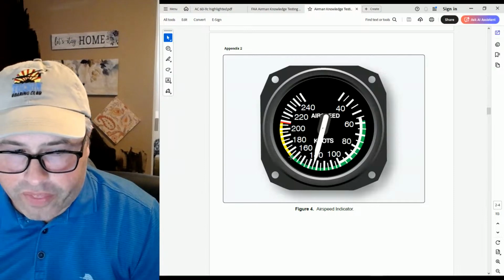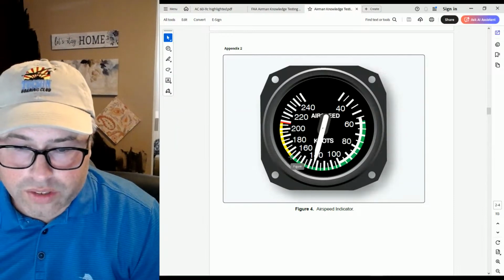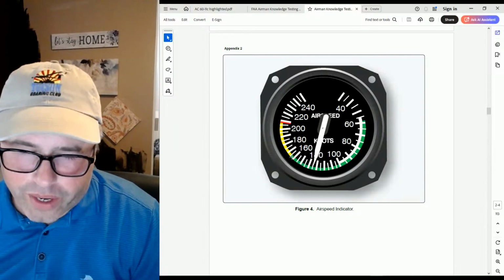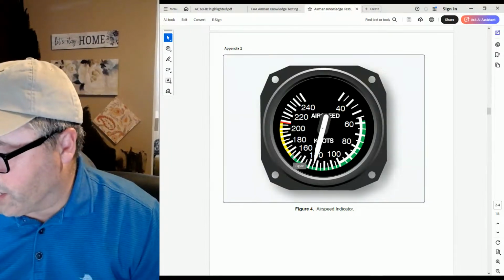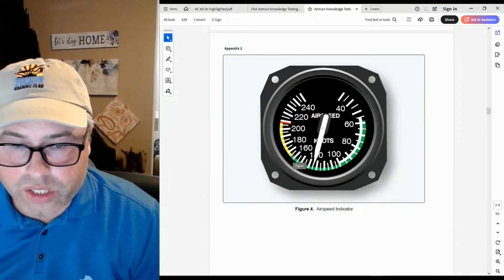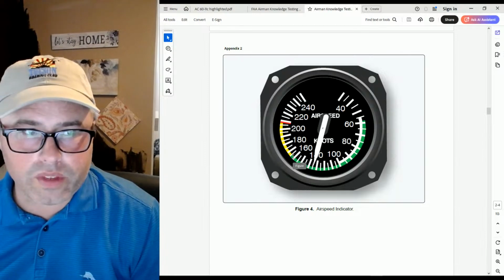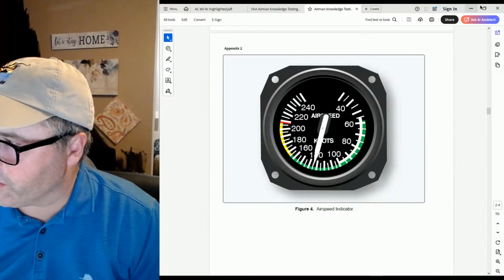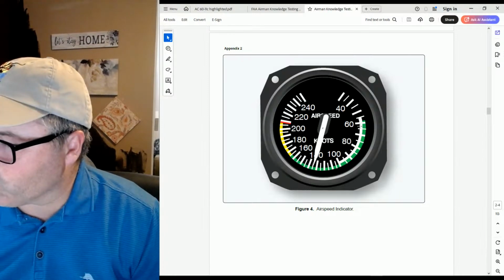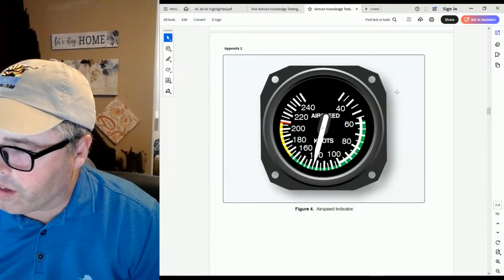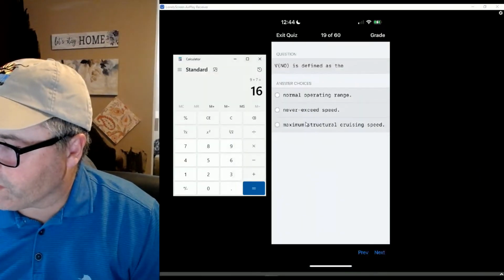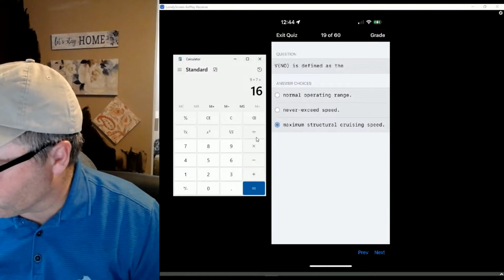They didn't ask you about that. They asked about VNO. And NO does stand for normal operating, or at least it used to. Now it's just maximum structural cruising speed is what they want to call it now. So to differentiate it. Okay. So maximum structural cruising speed, a specific speed, it has to be a specific line on here. Okay. VNO is going to be your maximum structural cruise speed.